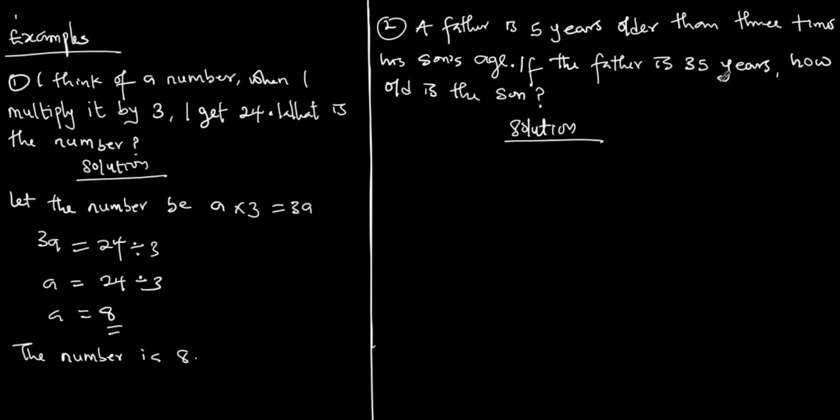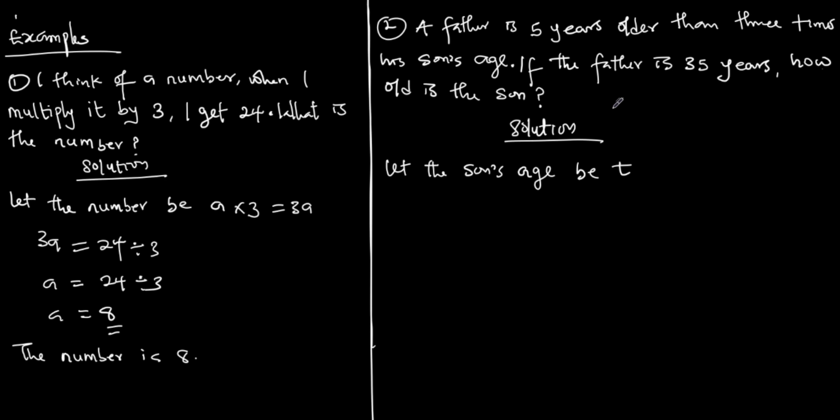Father is 35 years. So we know the father's age. How old is the son? We don't know the son's age. Is that so? So the son's age becomes the unknown. So now we can represent the unknown with an alphabet, which is the son's age. So we can now say, let the son's age, because the son's age is the unknown now, be any alphabet, let's say T.